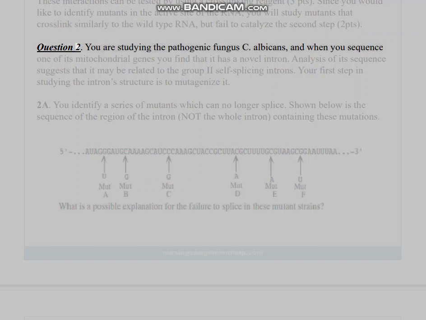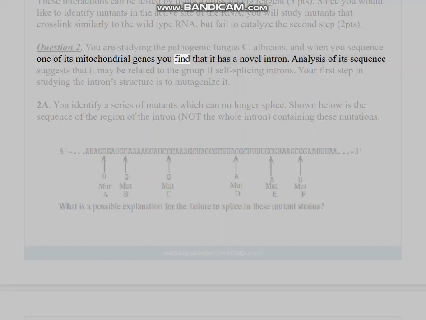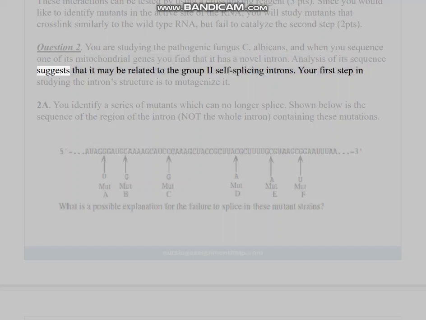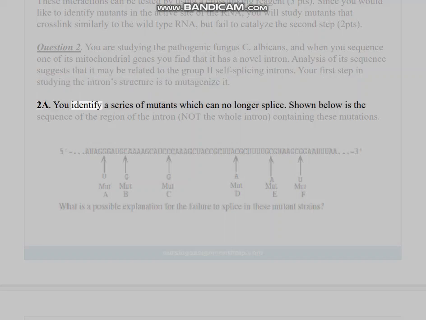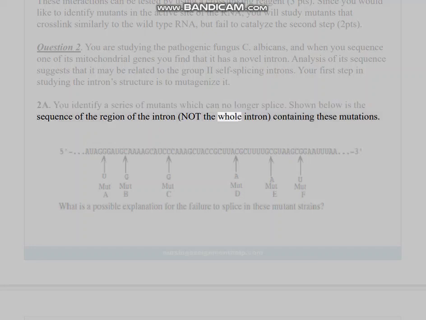Question 2. You are studying the pathogenic fungus C. albicans, and when you sequence one of its mitochondrial genes you find that it has a novel intron. Analysis of its sequence suggests that it may be related to the group 2 self-splicing introns. Your first step in studying the intron structure is to mutagenize it. 2a. You identify a series of mutants which can no longer splice. Shown below is the sequence of the region of the intron, not the whole intron, containing these mutations.